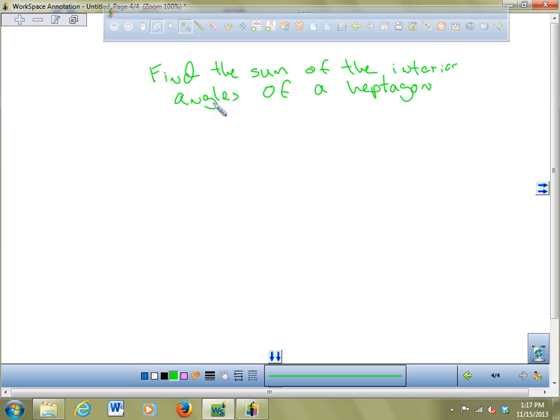Find the sum of the interior angles of a heptagon. What's a heptagon? How many sides? 7. 7 minus 2 times 180. Very good. 7 minus 2, so 5 times 180. What's that? 900 degrees? Yeah. 900 degrees.